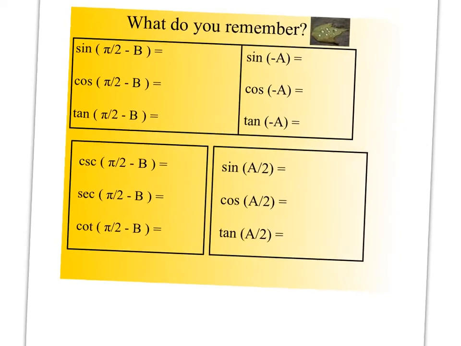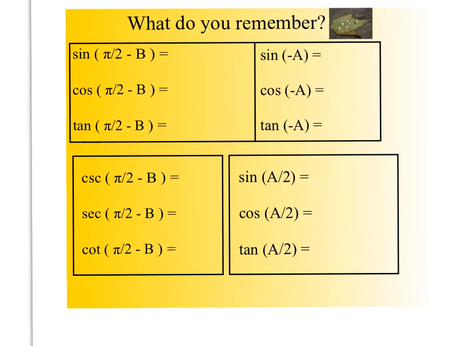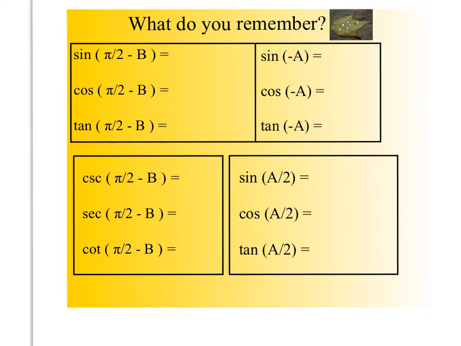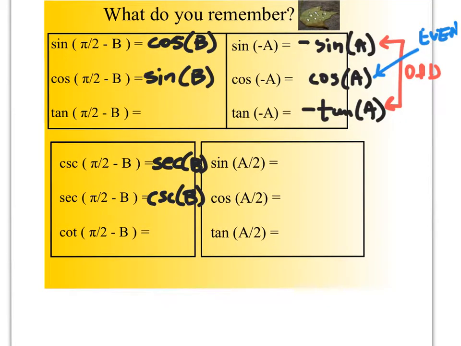Alright, let's see what you remember here. Take a moment, write them down. Okay, so let's start up here in the top right. These are even-odd identities. Sine and tangent are both odd functions, therefore sine of negative a is equal to negative sine of a. Same thing for tan of negative a. But cosine is even, so it retains a positive value, so those two would be equal, right?